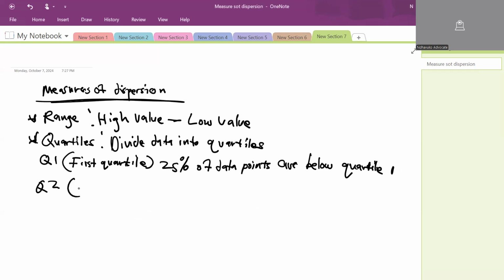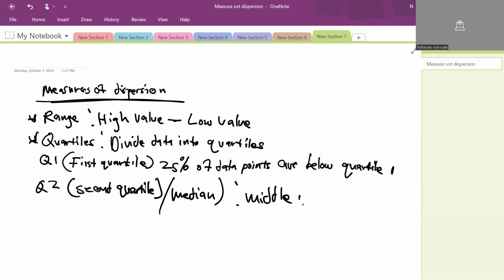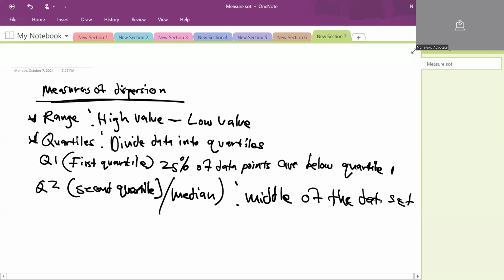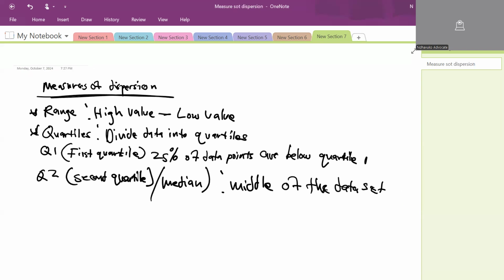Q2, this is the second quartile. The second quartile can be called the median. We're working with the median here. So this is the middle of the data set. We're not talking about quartile 2, it's in the middle.